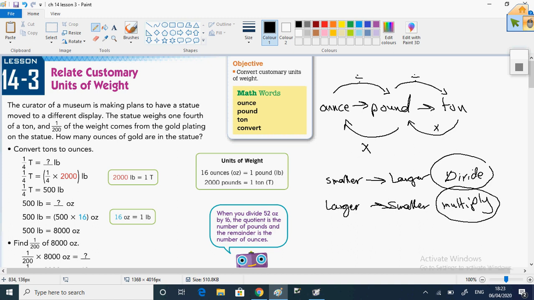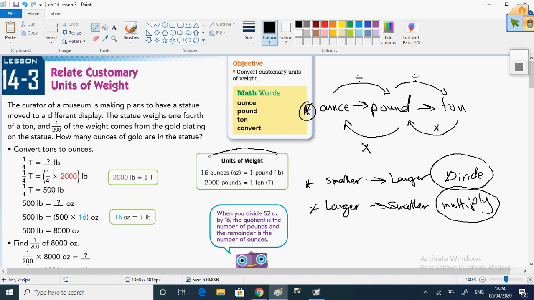Again, ounce is the smallest unit of weight, then pound is greater than ounce, pound is less than ton, so ton is the greatest unit. Now again, keep in mind these things: ounce, pound, ton. If we convert from ounce to pound or pound to ton, we have to divide. Ton to pound, pound to ounce, we have to multiply. From smaller to larger, we divide. From larger to smaller, we multiply.